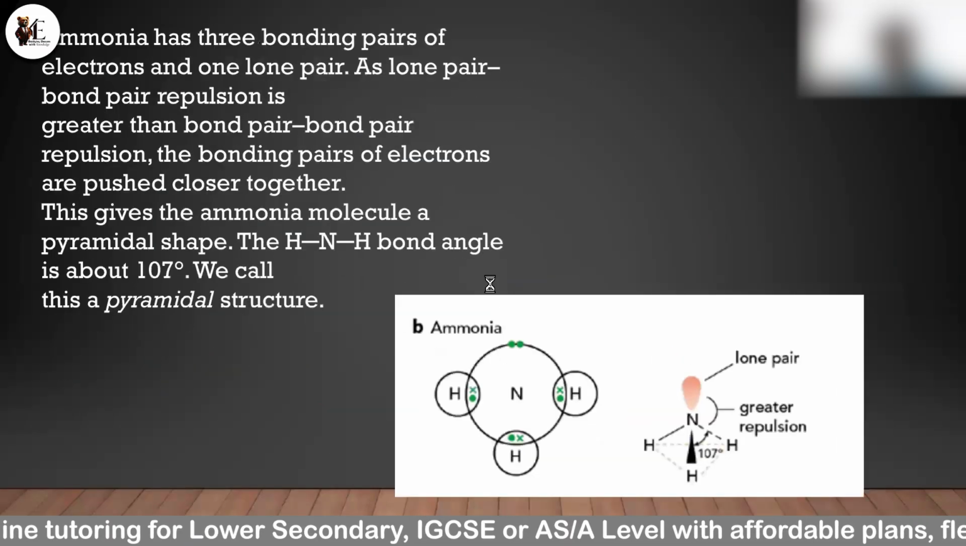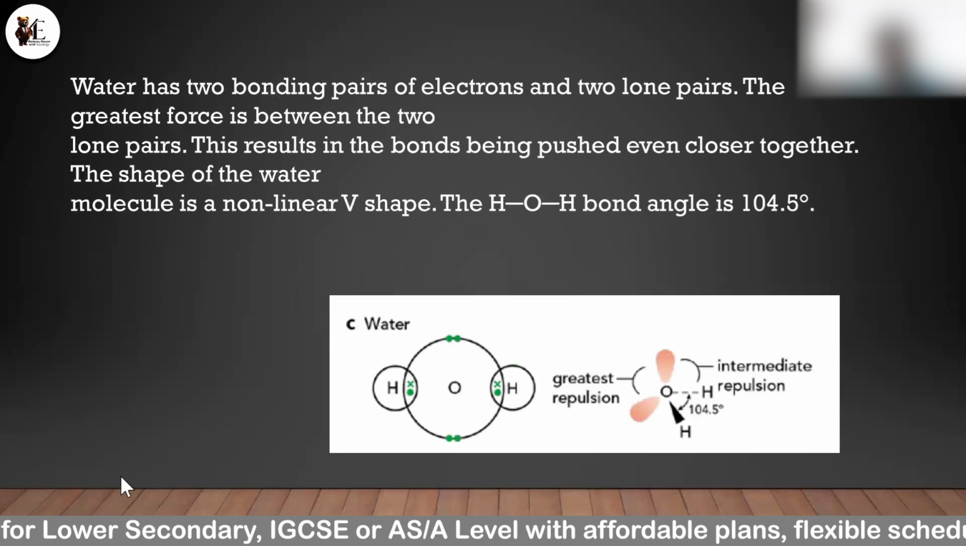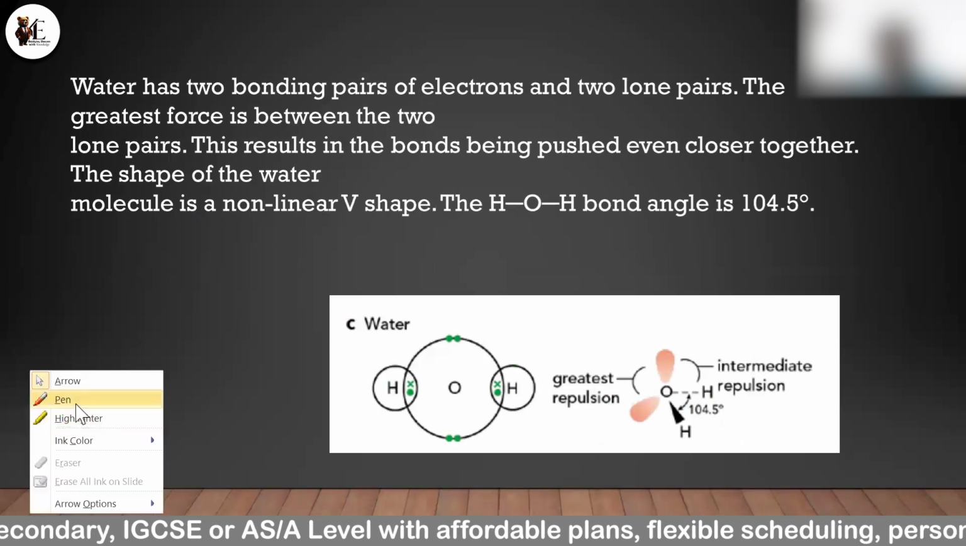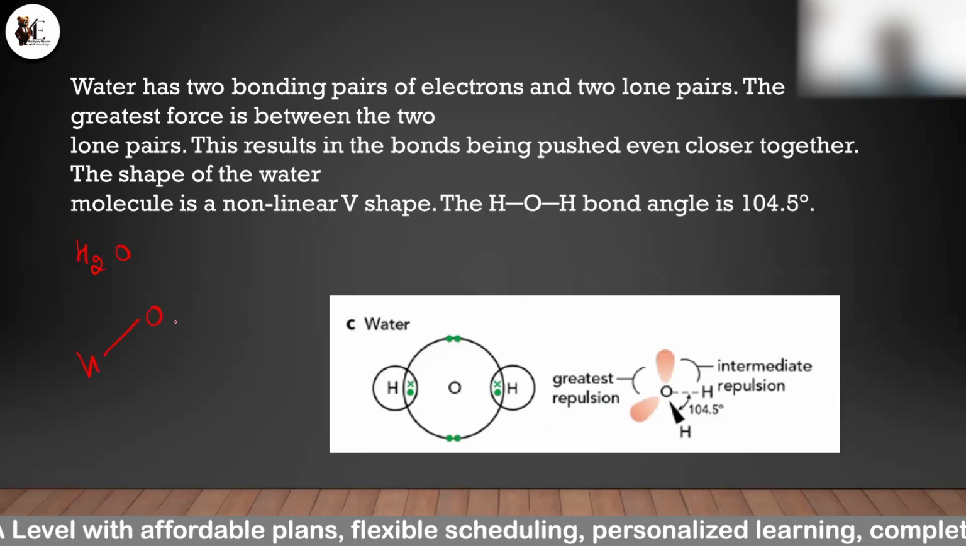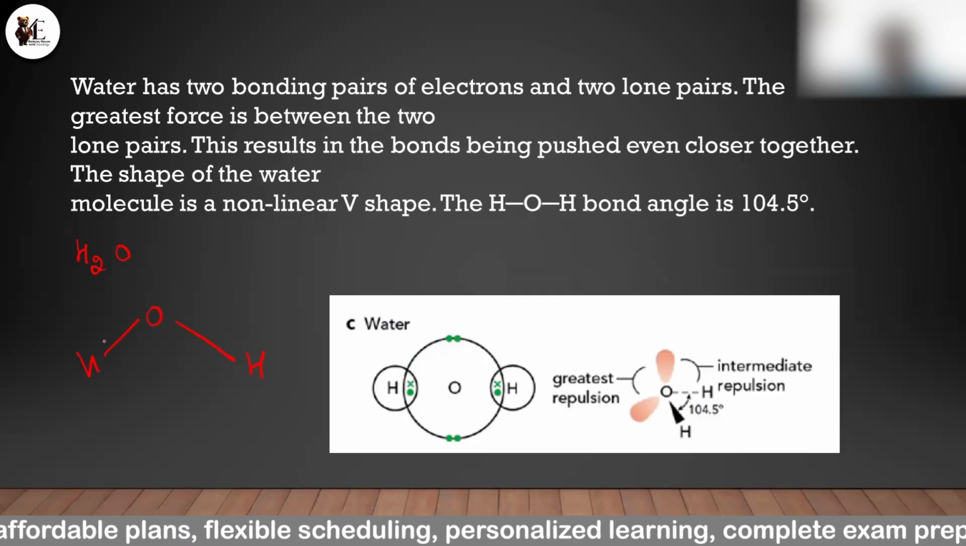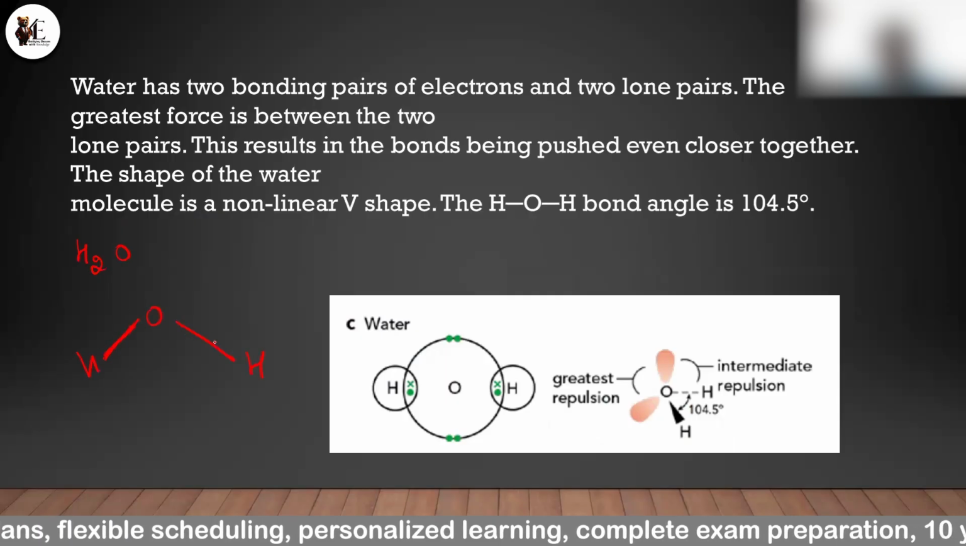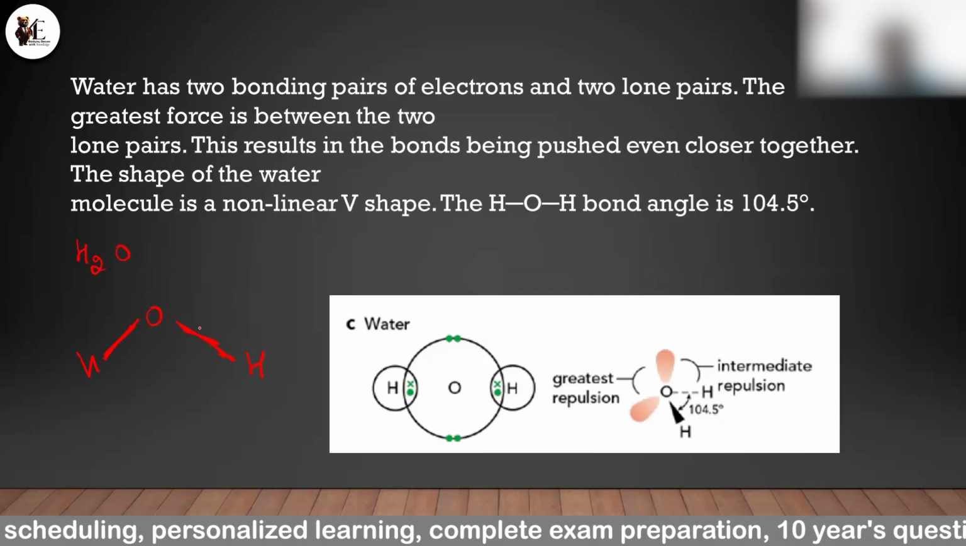Ammonia is done, methane is done. Next is water. The formula for water is H2O. Its shape is like this. How many bonding pairs of electrons does it have? Two. One is this and one is this. So it has two bonding pairs of electrons.